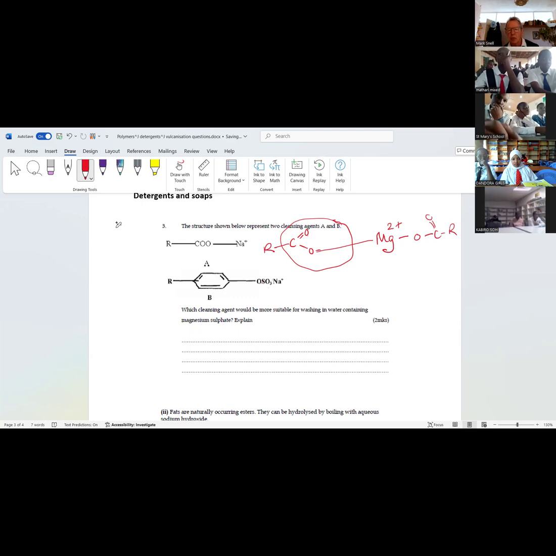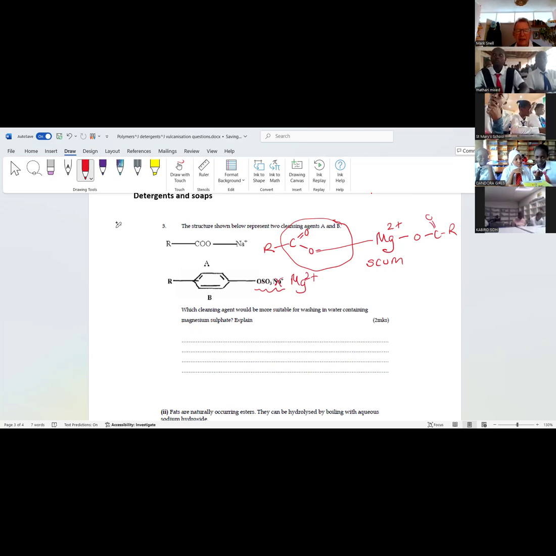But this here is what we call scum. This is a white precipitate. If you wash your hands with soap and it is hard water, you will get some insoluble chemical, which is this magnesium salt of the alkanoic acid. When magnesium reacts with this part of a detergent, although it does swap for the sodium, so we get magnesium on there, this is still soluble. Okay, this is still soluble.